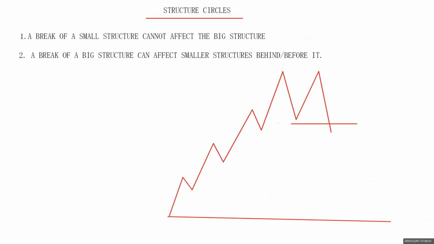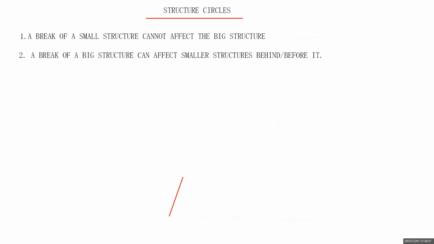But either way, the number one rule says that a break of a small structure cannot affect the big structure. And number two says that a break of a big structure can affect smaller structures behind or before it. It can. And in some situations where these structures are not the same, then it cannot. You understand? So that is just the idea. So take this off and talk about number three.